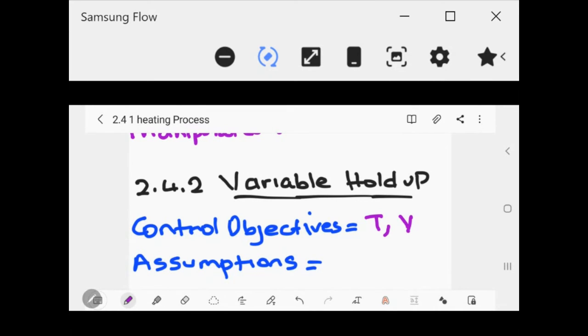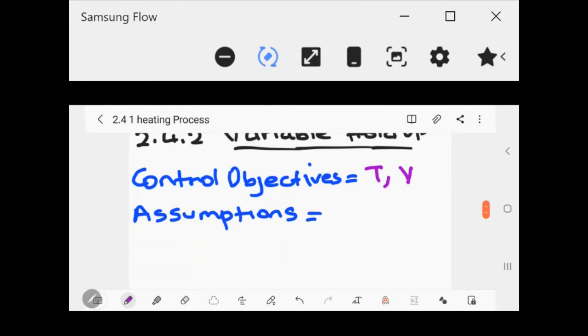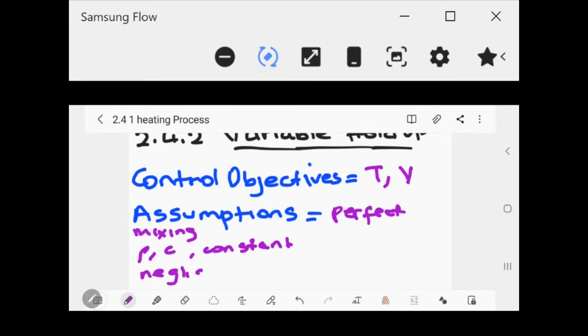You say heat losses are negligible. Definitely. So basically, we have perfect mixing, we have density and heat capacity constant, and then we have negligible heat losses. Okay, cool, guys. Thank you very much for your contribution.